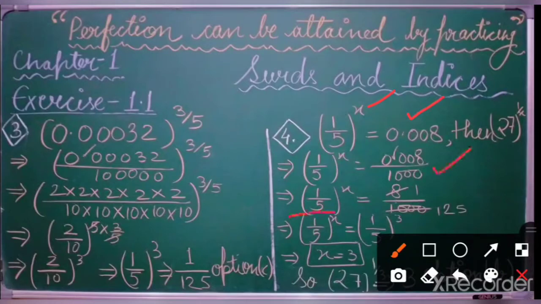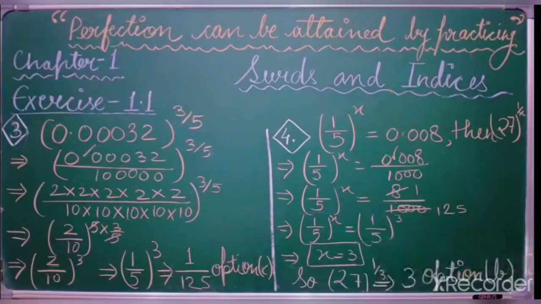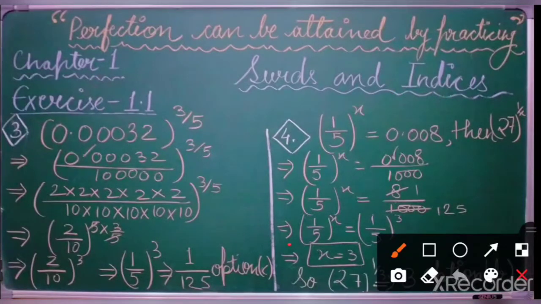We will not disturb it. When you cancel out 8 by 1000, you will get 1 upon 125. And then when you convert 1 upon 125, you get 1 upon 5 to the power 3. This way, the base 1 by 5 is the same on the left hand side and right hand side. You can say the value of x, which is the power, is 3.